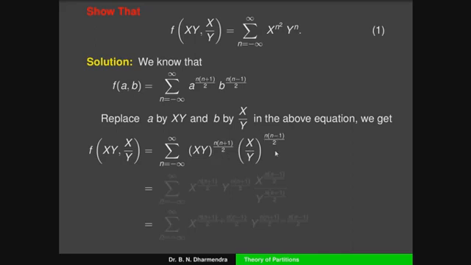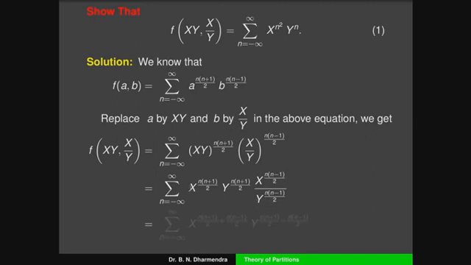Now we can collect the powers and split the terms. Here, (x/y) is to the whole power n(n-1)/2. The next step is to split the terms: the summation n from minus infinity to plus infinity of x to the power n(n+1)/2 into y to the power n(n+1)/2, and x to the power n(n-1)/2 divided by y to the power n(n-1)/2.